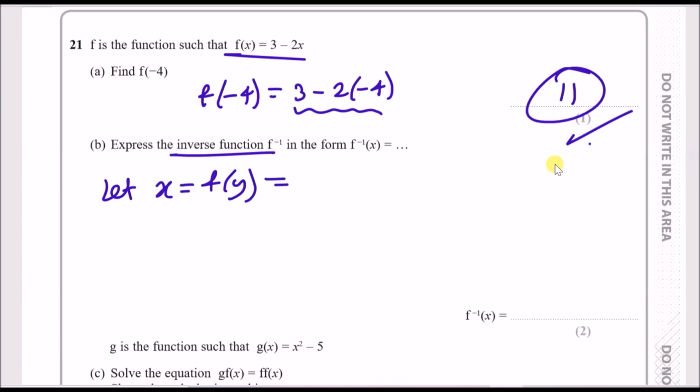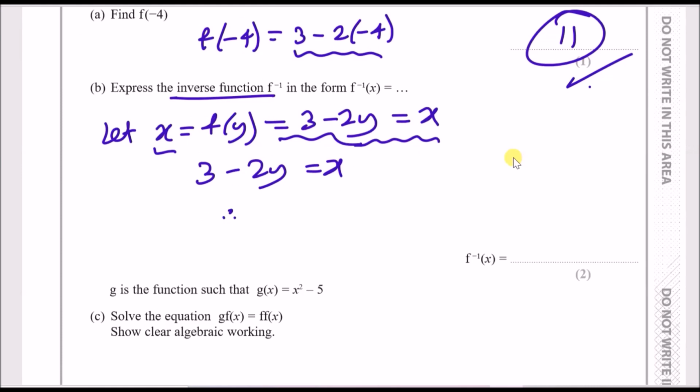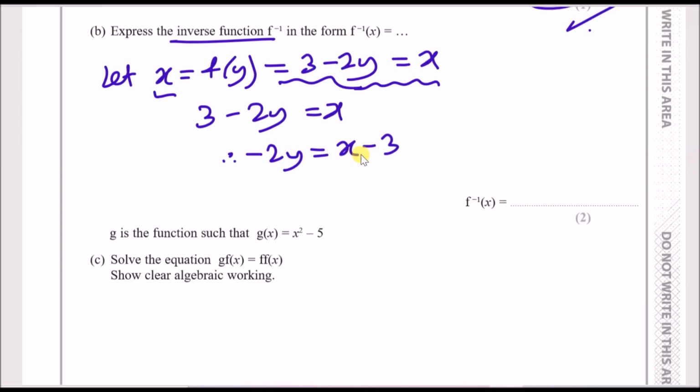So replacing this with y, you get 3 minus 2y. Now, all you want to do here is rearrange this to make y the subject. Because all of this equals x, I'm just going to deal with this part. So 3 minus 2y equals x. I'm going to rearrange to make y the subject, and then you're done. To do it step by step, I would firstly minus 3 across. So it'd be minus 2y equals x minus 3. And then I'll divide this by minus 2 to get y on its own. So y equals (x minus 3) over minus 2.